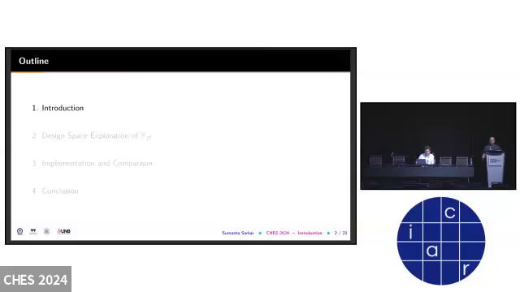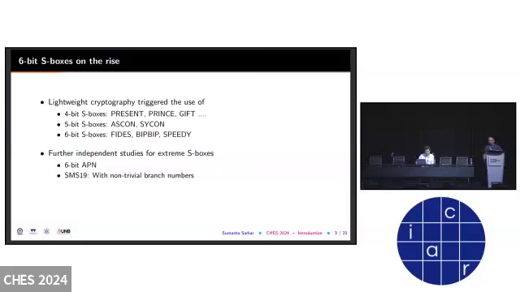So a little bit of introduction. So the recent trend we saw is that there's a rise of 6-bit S-boxes. So for example, before the rise of 6-bit S-boxes, we saw the rise of S-boxes for dimension four, dimension five, and excuse me, Ricky, the timer is not working. Yeah, just continue talking, they'll activate a timer. Go ahead. Yeah. Thank you.